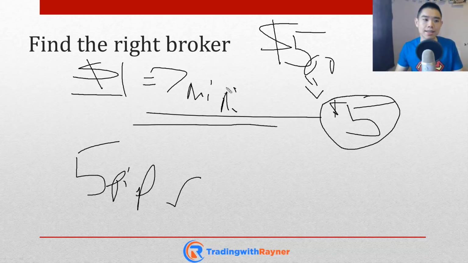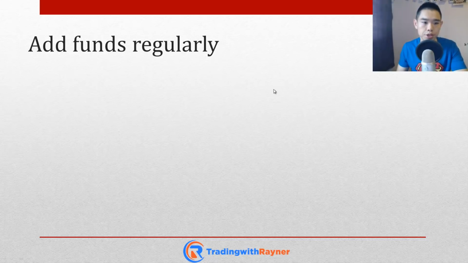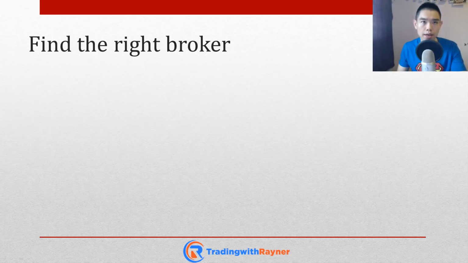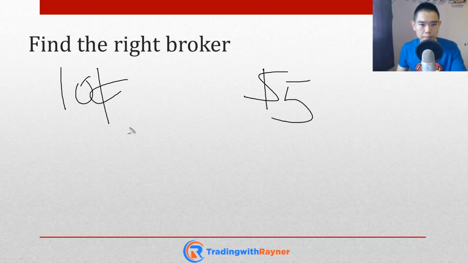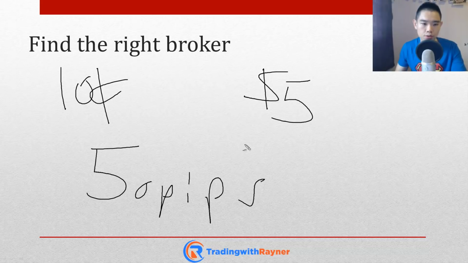Now, on the other hand, let's say you go with a broker that offers you micro lots. What's the difference? Let me just redo this. So a micro lot, one pip is now 10 cents. And let's say again your risk per trade is $5. So what this means is that now when you trade a micro lot, you can have a stop loss of up to 50 pips and still risk this $5 per trade.